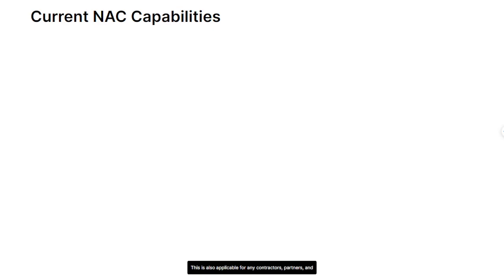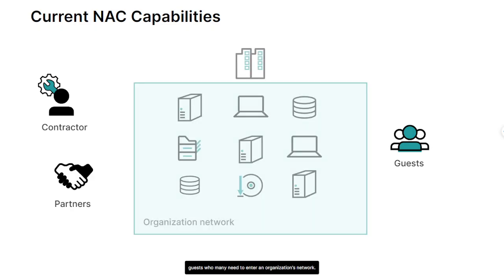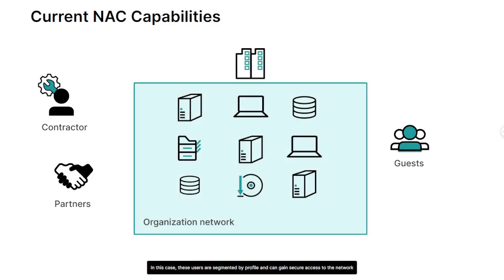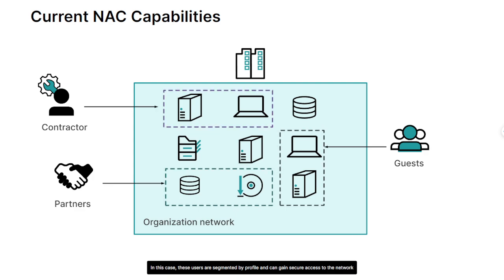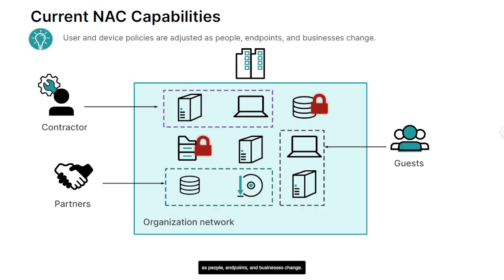This is also applicable for any contractors, partners, and guests who may need to enter an organization's network. In this case, these users are segmented by profile and can gain secure access to the network while being locked out of restricted areas. To ensure that the network remains secure, user and device policies are adjusted as people, endpoints, and businesses change.